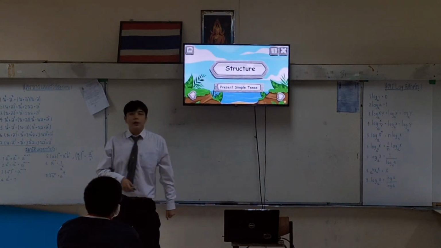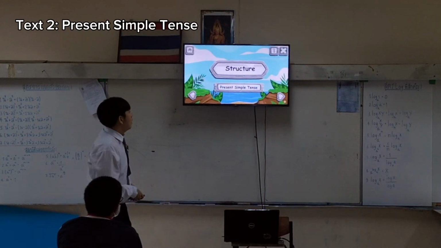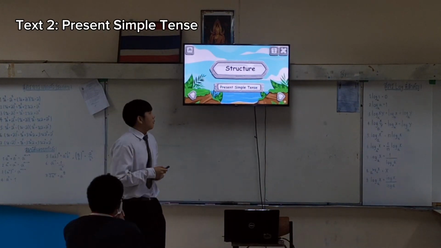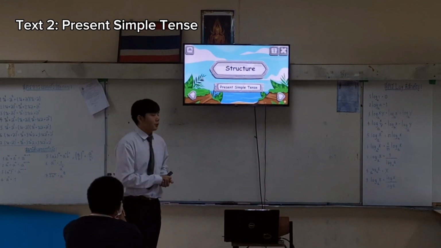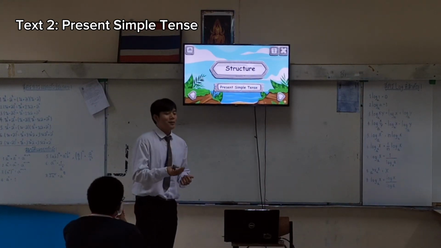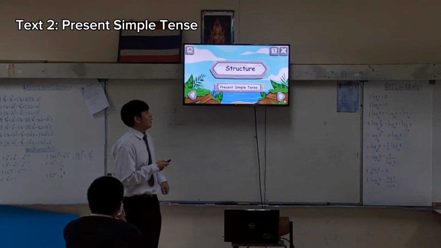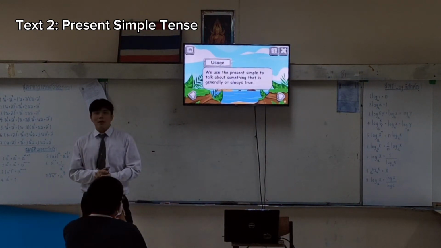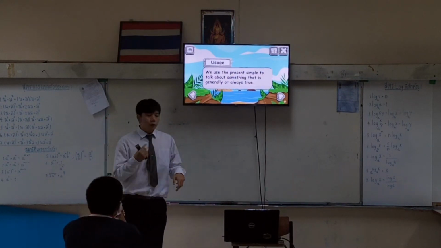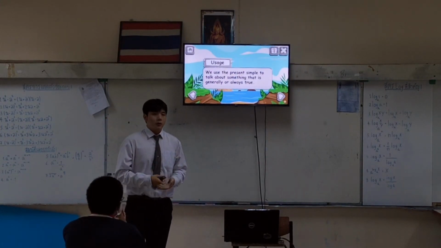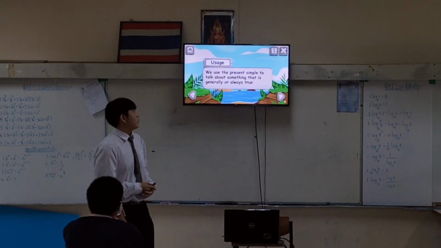And next, we will learn the structure: present simple tense. Before we start, I will tell you how this part will go. I will explain how the present simple is used in this part. And here is the usage of it. We use the present simple to explain a fact or something always true. That's when we use present simple.